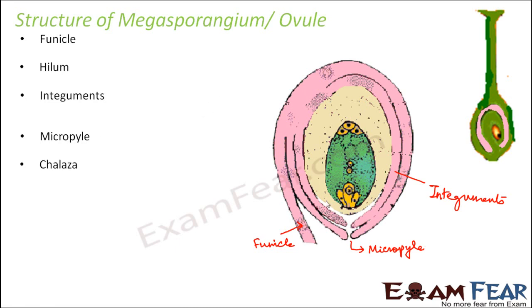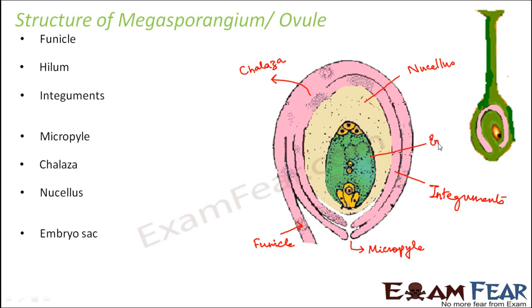Chalaza. Where is the chalaza? Just towards the opposite side of the micropyle, the basal portion, that is the base of this ovule, this region is known as the chalaza. So the chalaza and the micropyle are almost opposite to each other. Nucellus. This portion is called the nucellus. Basically, it is a mass of cells located inside the integuments. The integuments are like the outer layers, and inside them you have a mass of cells called the nucellus. And finally, the embryo sac. Where is the embryo sac? This central portion is known as the embryo sac.